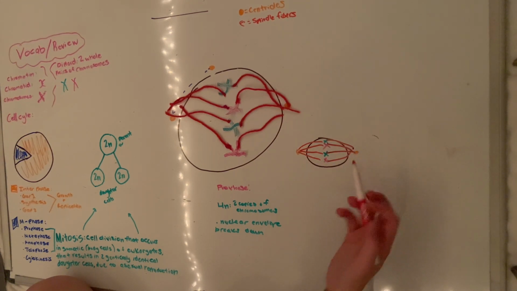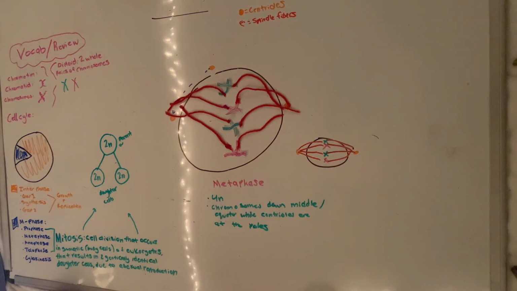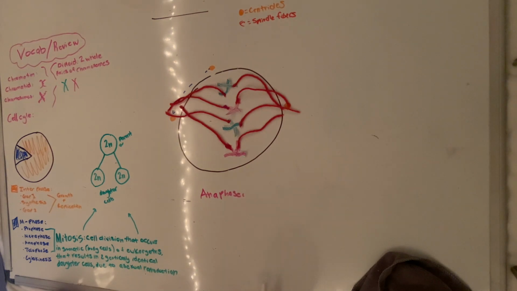And a good way to remember this phase is M is for metaphase, and M is also for middle. So again, during this, we still have our 4N. It's just that they're rearranged in a way that is straight down the middle because our centrioles move. And after this is anaphase.